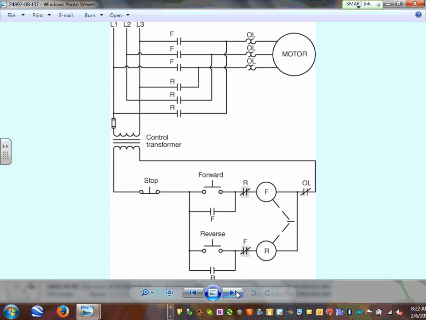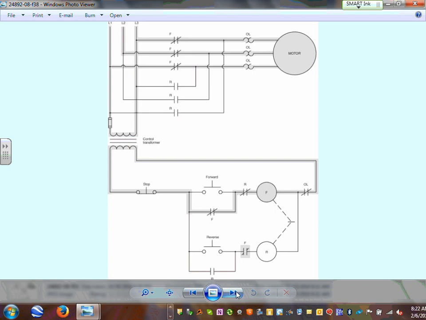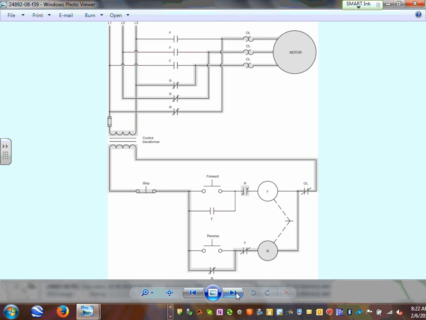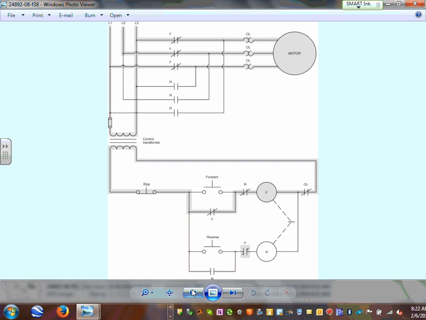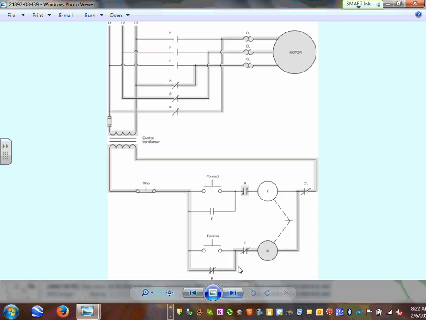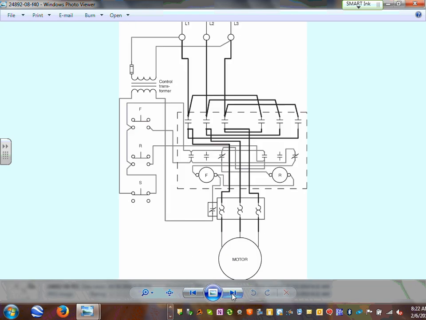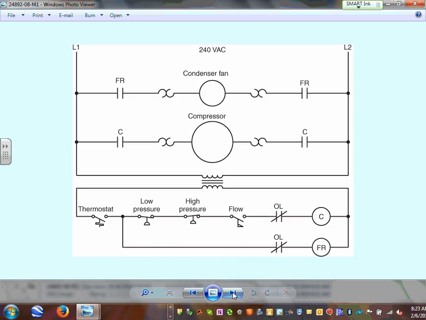Forward and reverse of a motor. Here's your forwarding a motor, here you're reversing a motor. Can you guys see that? Forwarding a motor by closing that forward circuit. Reversing the motor. Do you see the difference depending on which one you push? So this is how they're wired.